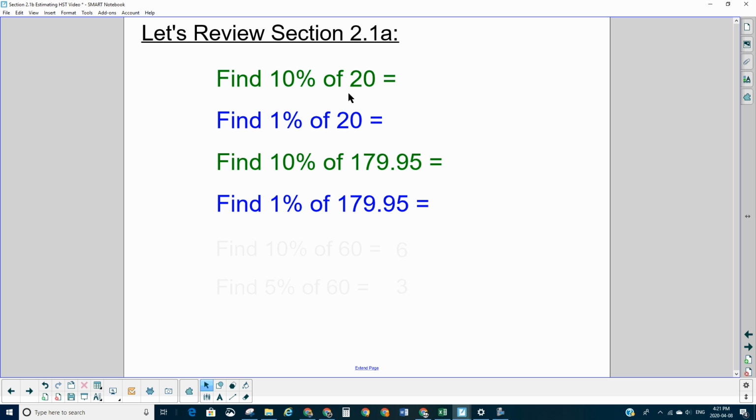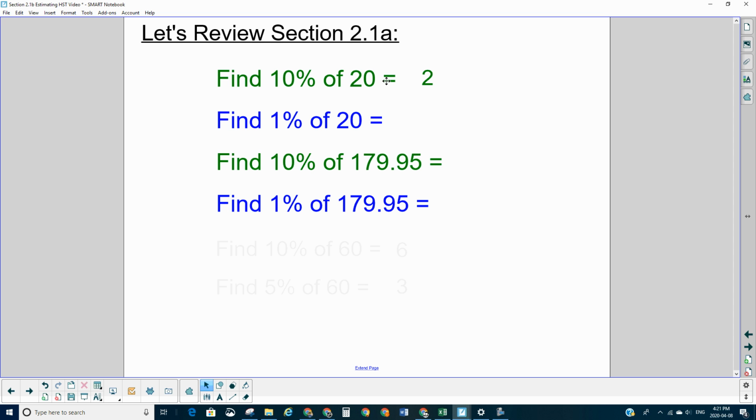So if we're finding 10% of 20, the decimal's right here. We're going to move one decimal place to the left, and we're just left with 2. Remember, 10% is the same as dividing by 10 to put it into 10 chunks, which of course would be 20 divided by 10 is 2. It's also 0.1 times 20, and you can check that on your calculator.